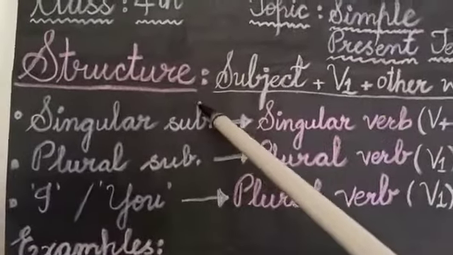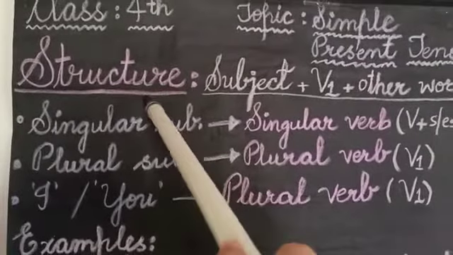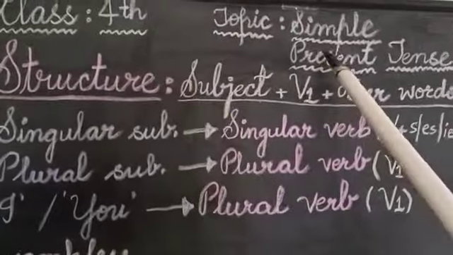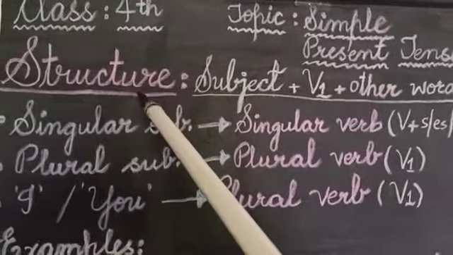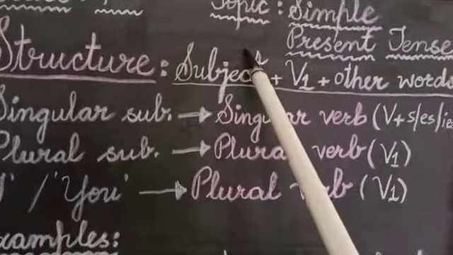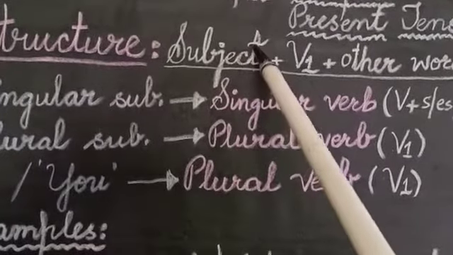So my dear students, to ease your job, I have given you the structure of this simple present tense. Meaning if you have to write a sentence in simple present tense, you have to follow this sequence or structure. And the structure is, first you need to write the subject.